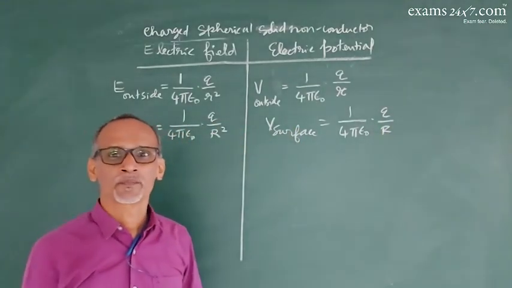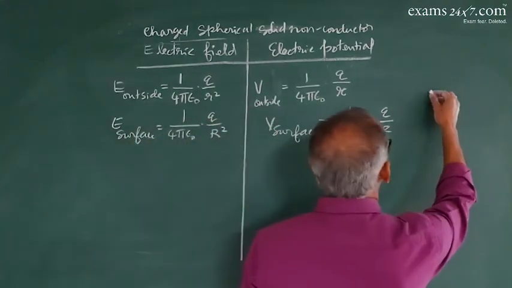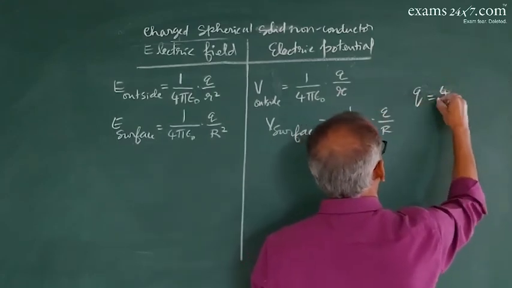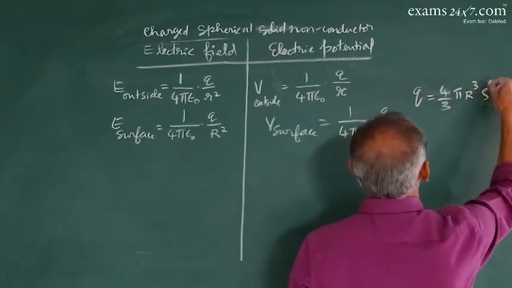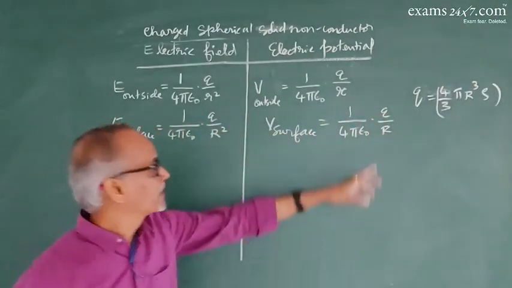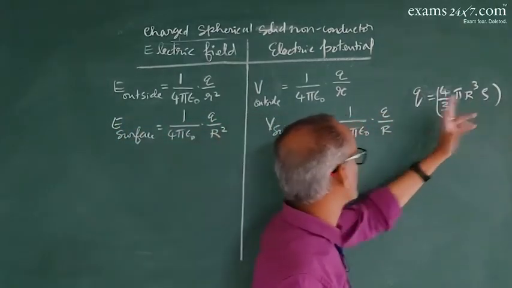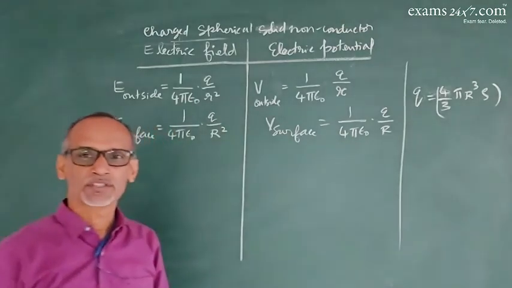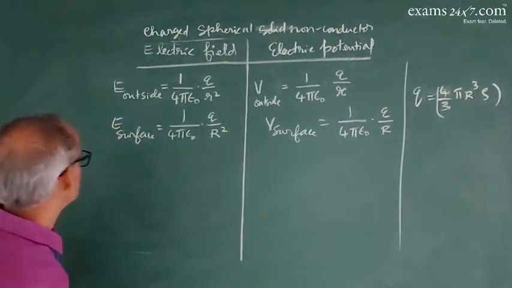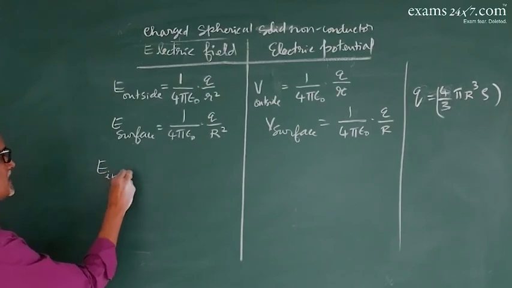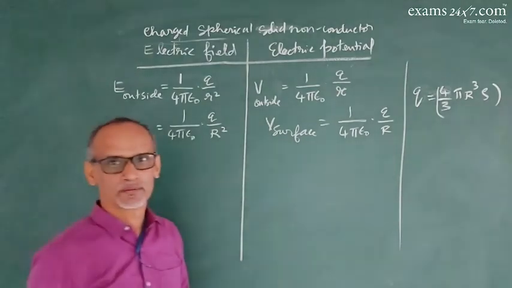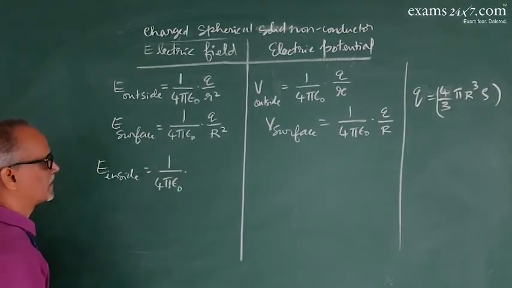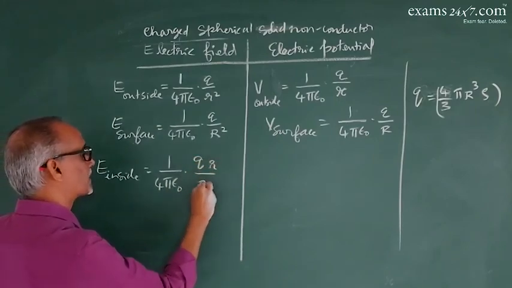And here we can write q is equal to 4 by 3 pi R cube into rho. So that's how we can write the charge. In all these cases, charge can be replaced in terms of volume density, because the charges are distributed even within the sphere. Now what is the electric field inside? It's not zero, which is 1 by 4 pi epsilon naught, q into r by R cube.